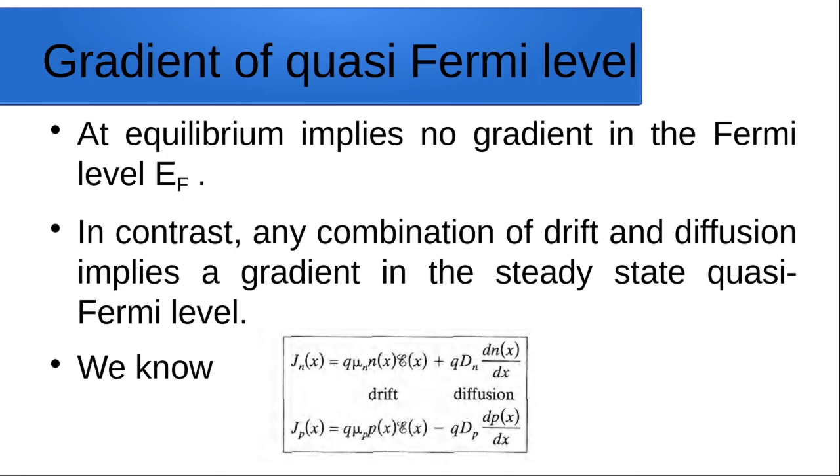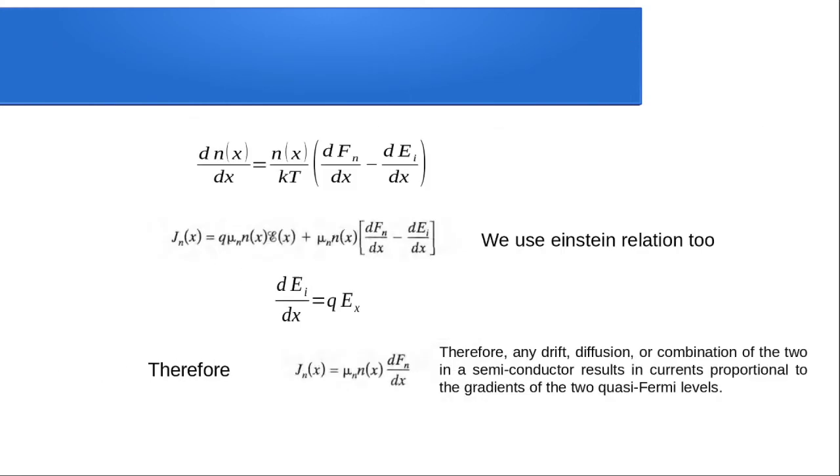We just consider the electron density, and in that we could substitute dn(x) by dx with the Quasi Fermi level equation. You are deriving the expression that we had for the Quasi Fermi level in our previous discussions, which will be equal to n(x) by kT into dFn by dx minus dEi by dx. Fn is the Quasi Fermi level of n-type nearer to the conduction band.